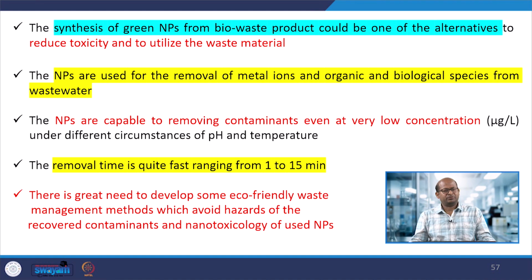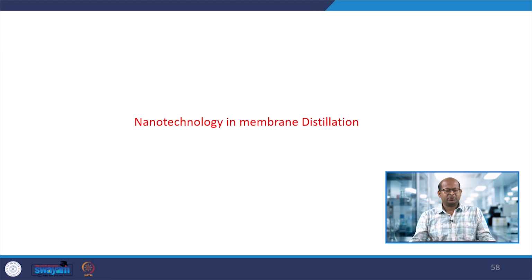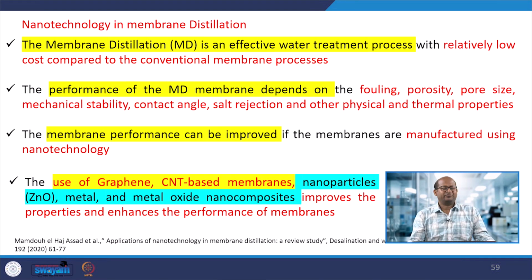Okay. So instead of the conventional way of preparing nanomaterials, synthesis of green nanoparticles from bio-waste products could be an alternative way to reduce the toxicity of nanomaterials used for wastewater treatment. In that way, you can slightly reduce the toxicity of the nanomaterials that come into the human body and affect humans.